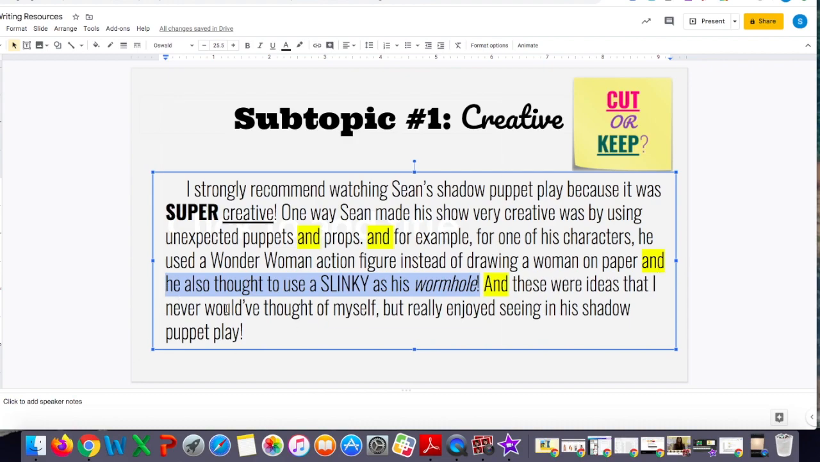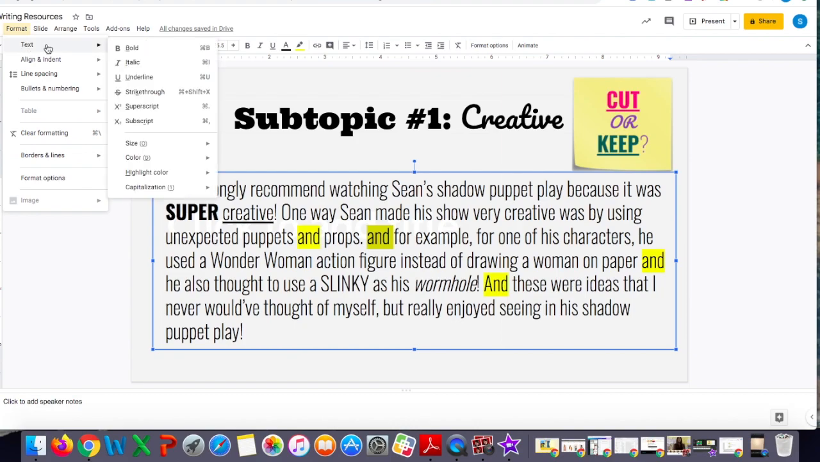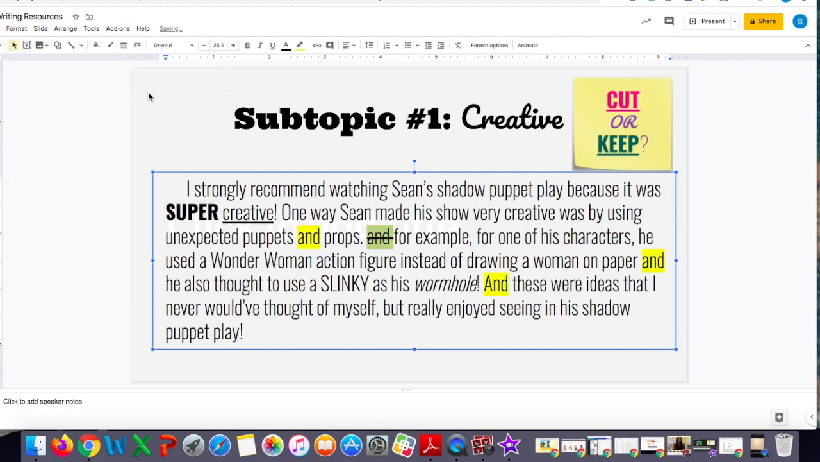And he also thought to use a slinky as his wormhole. Yeah, that totally makes sense. So I am going to get rid of this and. So I'm going to cross that out. I don't need it, but I do need to capitalize the F because it's now the beginning of my next sentence.